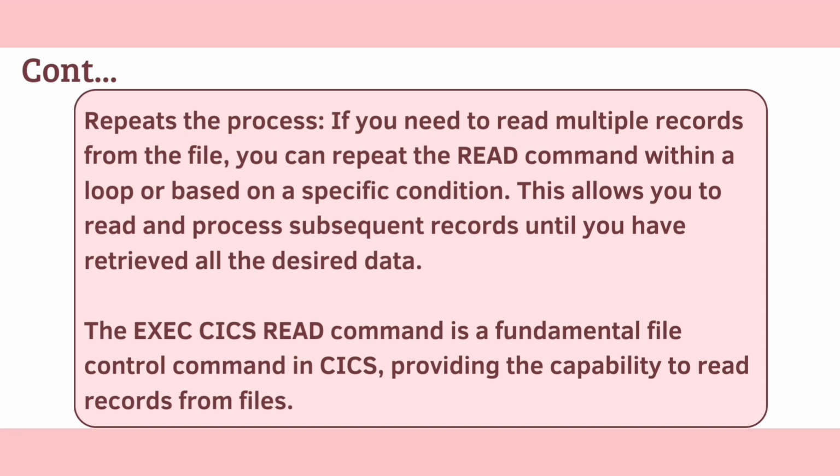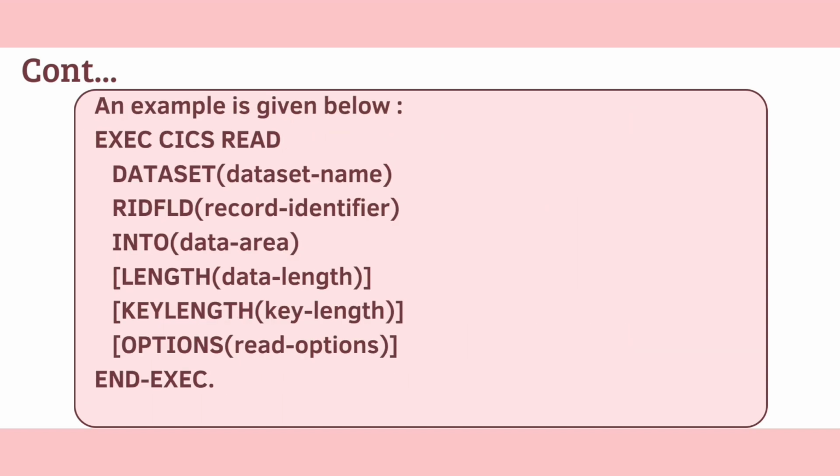The EXEC CICS READ command is a fundamental file control command in CICS, providing the capability to read records from files. It allows programs to access data from various file types such as sequential files, indexed files, or database files. The read command can be used for tasks such as retrieving customer information, processing transaction data, or performing database queries. So here I have given an example. Please go through it.